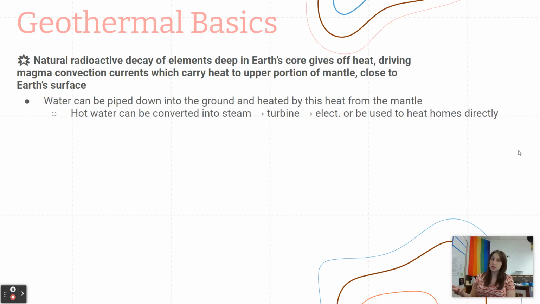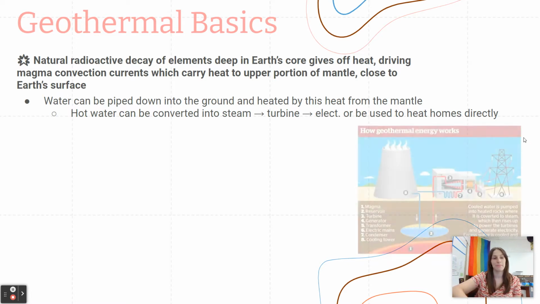Now, what we're able to do is water can be piped down into the ground and heated by this heat. We then end up getting steam, which starts our whole electricity process that we've talked about many times this unit, where the steam spins a turbine, which is then used to make a generator make electricity, and then the electricity is able to be used. So once again, it's still that water is getting heated into steam. We are just using the heat from Earth's core to do it for this type.